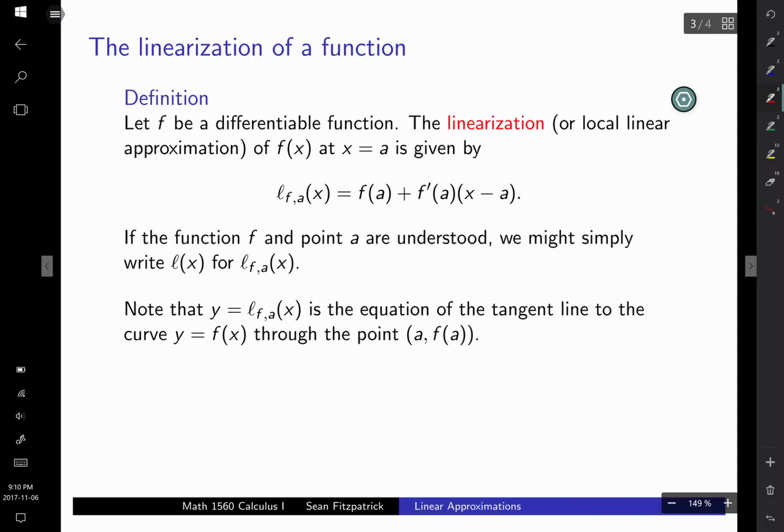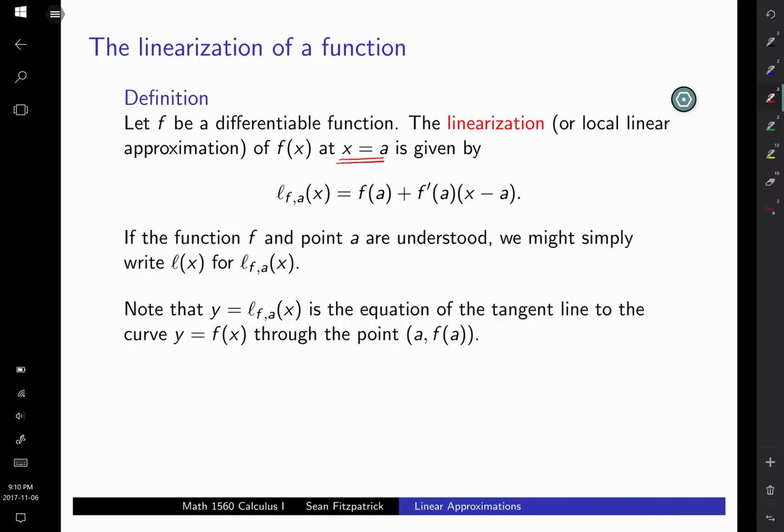Okay, so this leads to the following definition. If we have a differentiable function, we say that the linearization of that function is this right-hand side, this approximation that we saw in the previous slide. So this is the linear approximation at a point, right? Of course, this linear approximation doesn't work anywhere. It only works at a particular point.